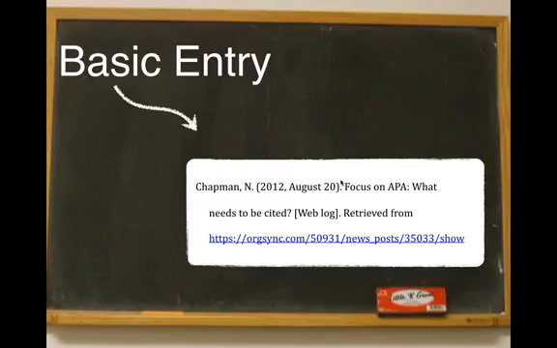After each line, the entry is indented. Again, you do the hanging indent. For a blog citation, we have to note whether this is a web blog or a blog comment. So in the brackets, it says web log. That's the longhand for blog. And for any electronic source, we need a URL. The words retrieved from are followed by the permalink to the source.